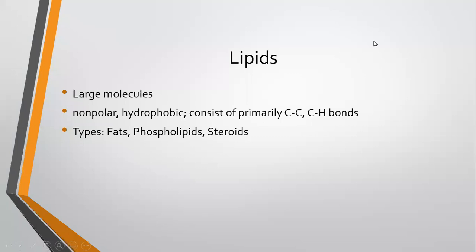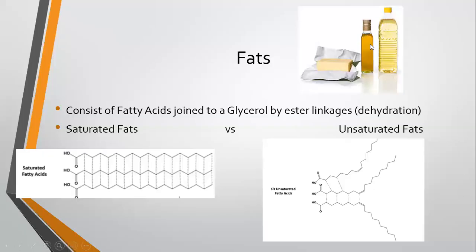So next, we'll move on to the macromolecule lipids. Lipids are large molecules, and they're nonpolar, which makes them hydrophobic, and they consist of primarily carbon-to-carbon or carbon-to-hydrogen bonds. The types of lipids we talked about in class were fats, phospholipids, and steroids. Fats consist of fatty acids joined to glycerol by ester linkages.